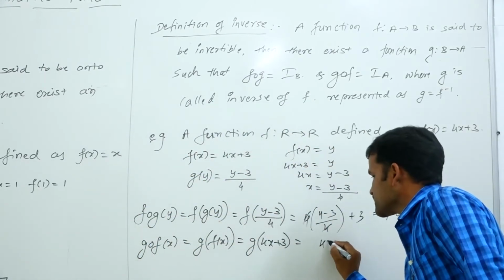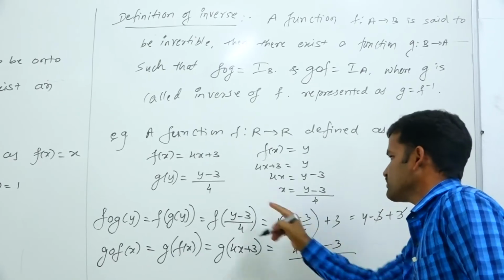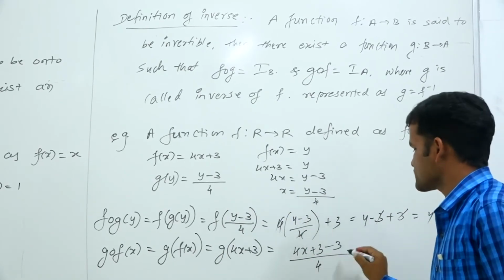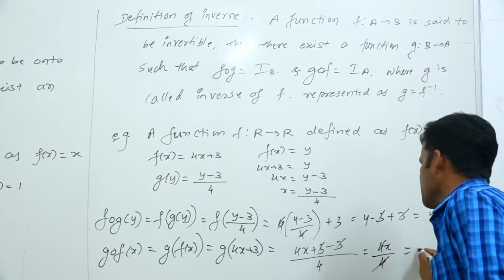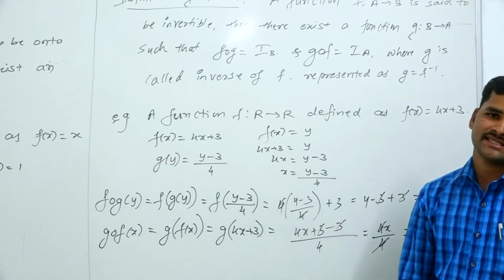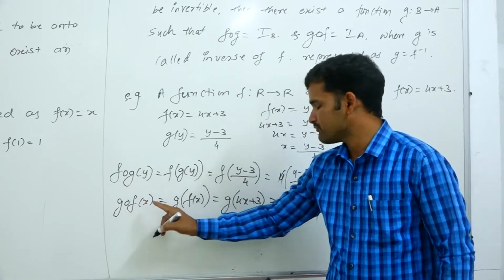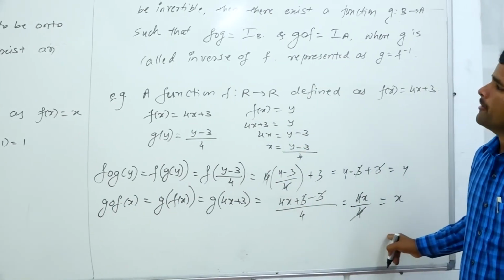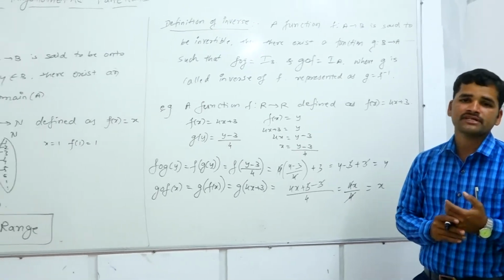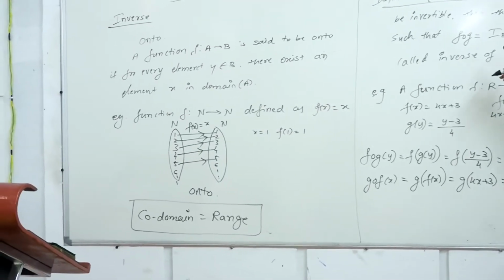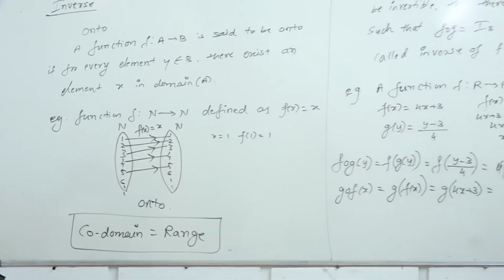Y is nothing but 4x plus 3. This minus 3 will be as it is, whole divided by 4 will be as it is. Plus 3 minus 3 get cancelled. 4x by 4, 4 get cancelled, which is equal to x. See, we have the function g circle f is an identity function. Means a given function f, if it is invertible, then f circle g and g circle f will be identity functions.